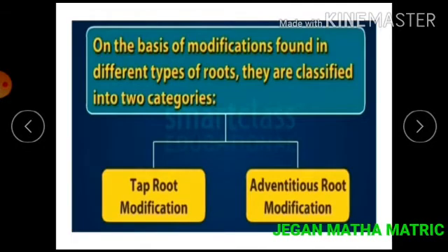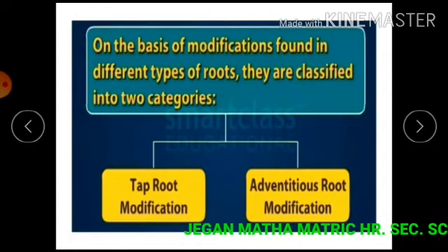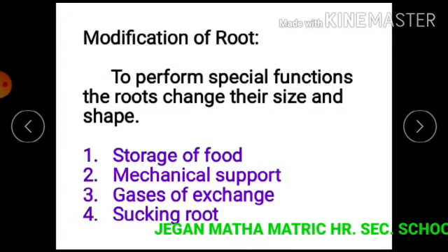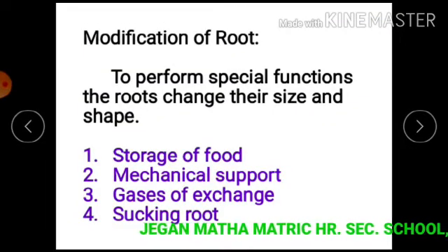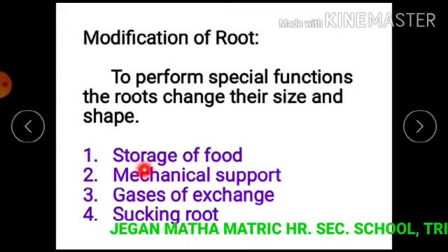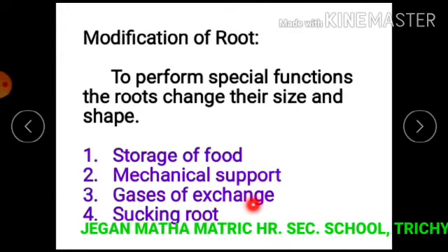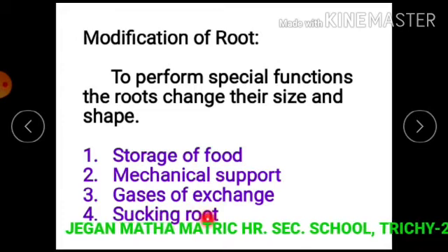On the basis of modifications found in different types of roots, they are classified into two categories: taproot modification and fibrous root modification or adventitious root modification. To perform special functions, the root changes their size and shape. They are storage of food, mechanical support, gases of exchange, and sucking root.